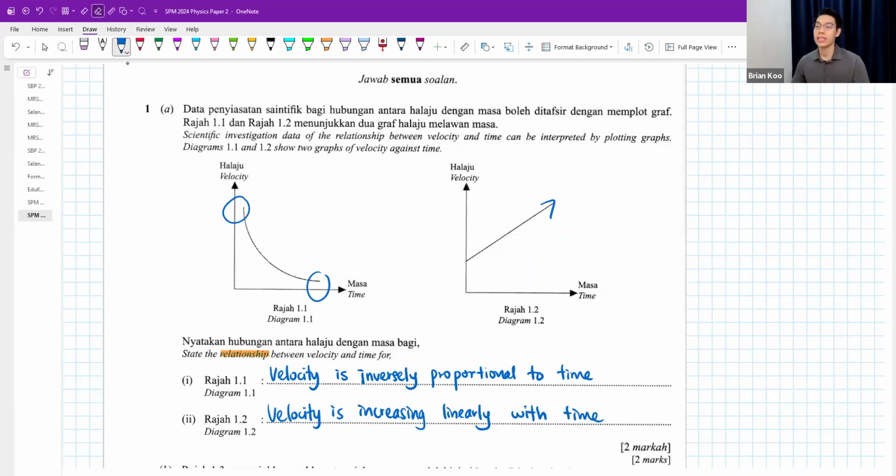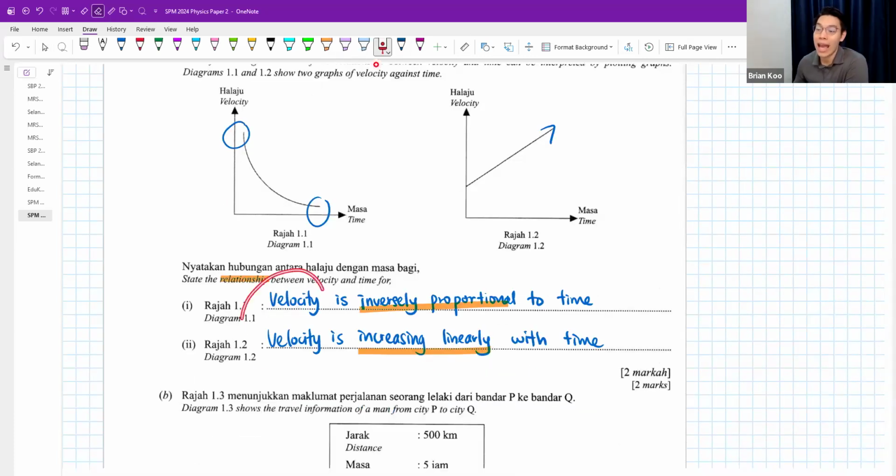Okay, velocity is inversely proportional to time. With time, it doesn't matter, but you must make sure you write this part. Increasing linearly, increases linearly, doesn't matter, right? And have a habit of writing the y-axis and the x-axis. Some people will just say, teacher, can I just write this orange color part? No, I do not recommend it. You should write it in full. What is inversely proportional to what?